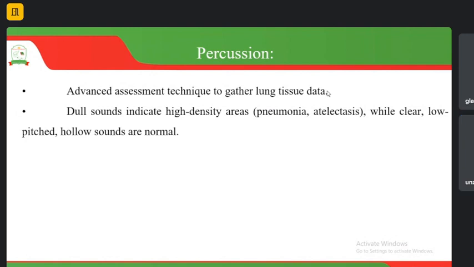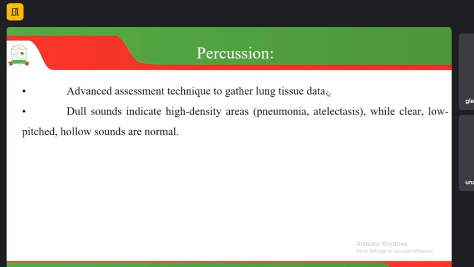Yes, thank you. So when you percuss your patient and you realize that there is that dull sound, then you can start suspecting either your patient is having pneumonia or atelectasis, where the lungs have collapsed. It can be both lungs, or just one lung that could have collapsed. So you should take the initiative to find out the cause of that dull sound, so that you can intervene. Then the clear sound, low pitch, hollow sounds are the normal ones.